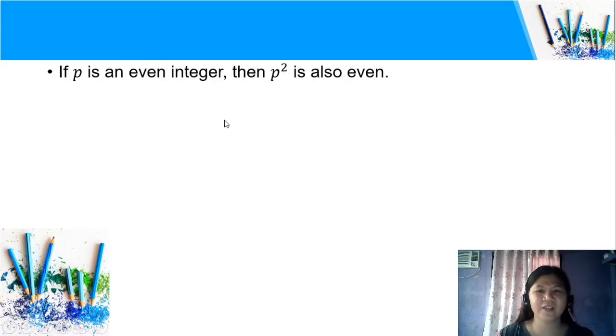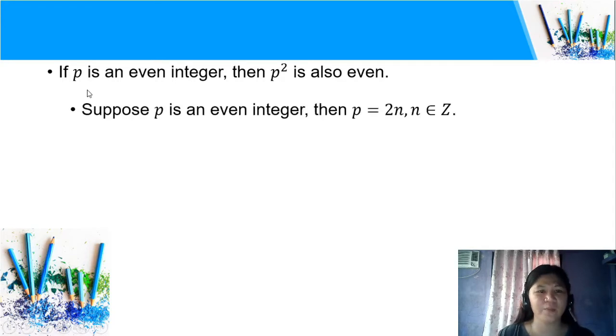So, let's have another example. If p is an even integer, then p squared is also even. So, just the same, we start with the hypothesis. Suppose p is an even integer, then using the notation for even integers, we have p is equal to 2n, where n is an element of the integers.